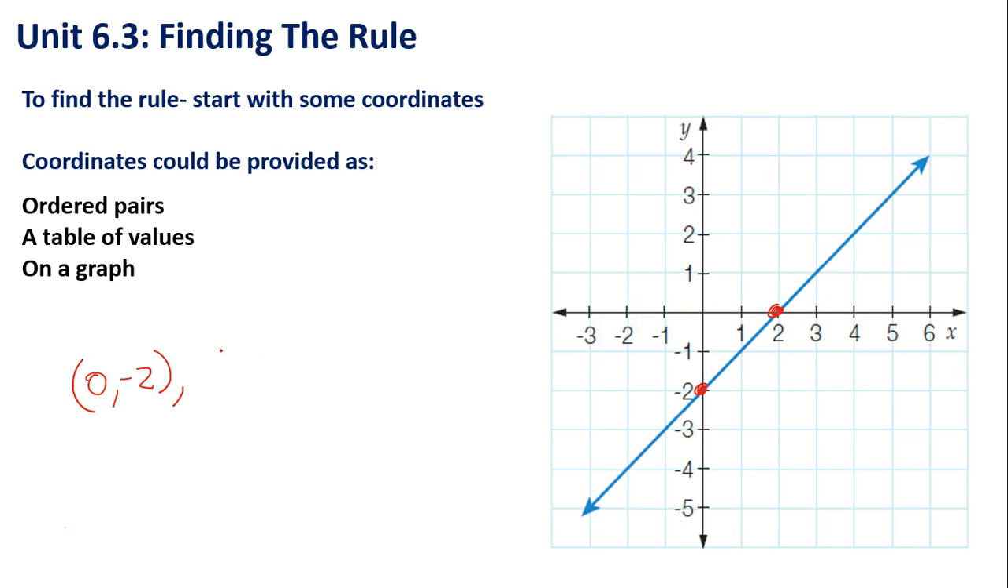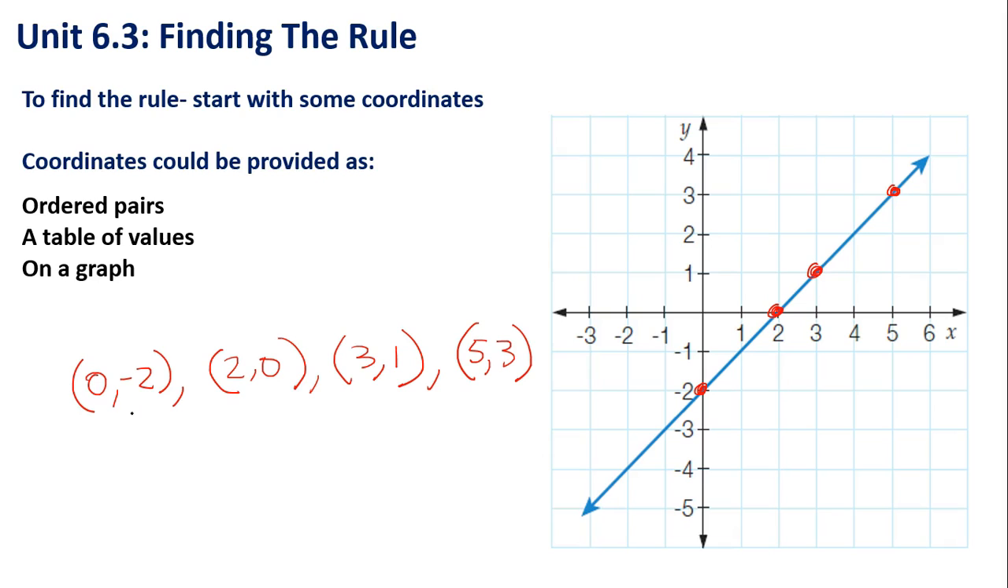What about this one? X equals 2, y equals 0. We could take this point, x equals 3, y equals 1. We could try this point here, x equals 5, y equals 3. So that should be enough points for us to work out the rule.